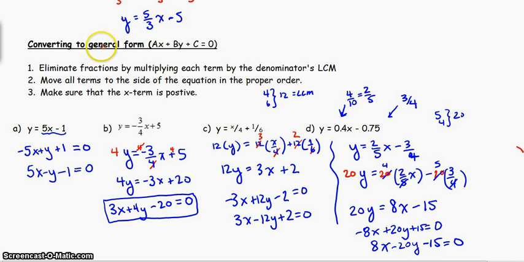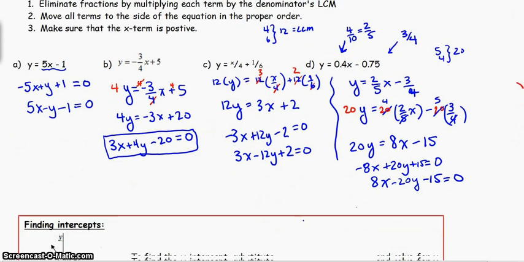So, in summary, converting from slope-intercept form into general form, no fractions. Do that first. Eliminate fractions. Then move all terms in proper order to the left-hand side and make sure the x term is positive.